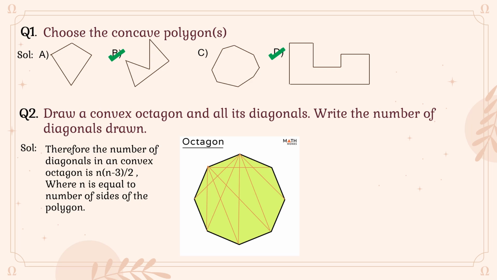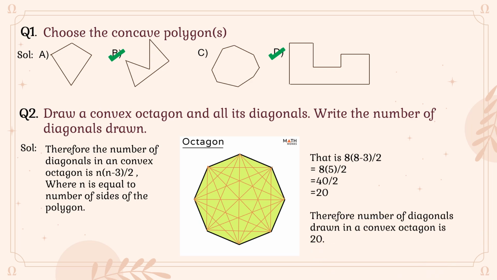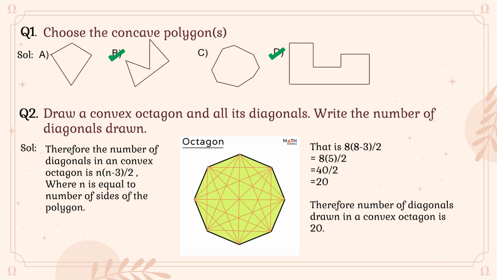Look at the figure carefully. I'm showing you one by one. 9, 10, 11, 12, 13, 14, 15, 16, 17, 18, 19 and 20. See, you got all the 20 there.